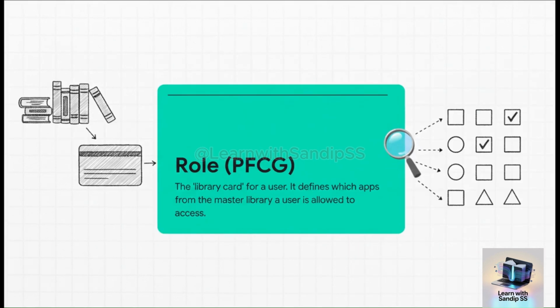Next, we have the role. You know this one? You build it in the good old PFCG transaction. Now, if the catalog is the entire library, the role is the user's personal library card. This is the piece that actually grants a user permission to use specific apps from that master catalog.